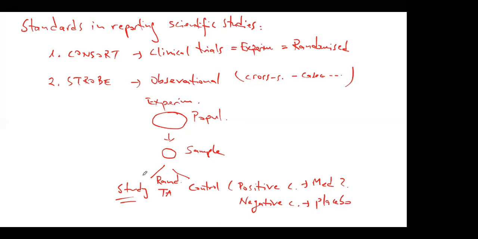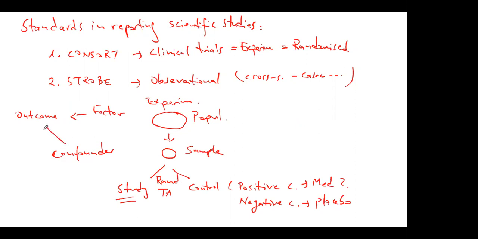And there is another term called confounder. In any study, we have an outcome, and we also have a factor affecting that outcome. So we believe that a factor is affecting the outcome, but there might be another variable, which we call the confounder. Please listen carefully, I'm trying to explain what a confounder is. A confounder is a factor that may affect the outcome as well as the factor. It is related with the factor and the outcome.